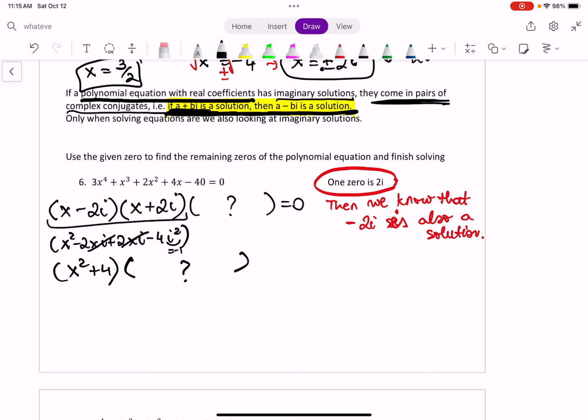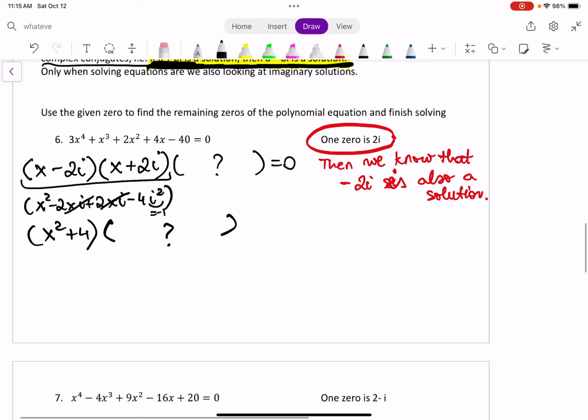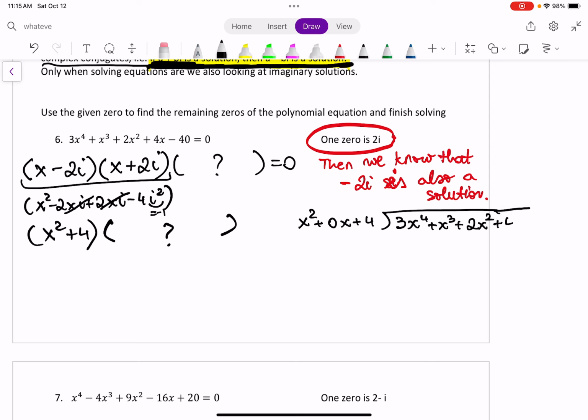Now, I still need to know what else I multiply this by. What's the quotient, right? What's the leftover factor? So therefore, we have to use long division. We can't use synthetic division on such polynomials. But remember, that's also why we practiced long division at the end of 4.3. I said we're going to need these coming up. So here it is. It's what we needed.